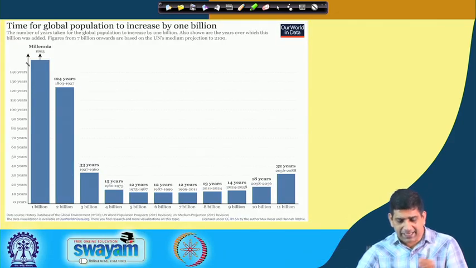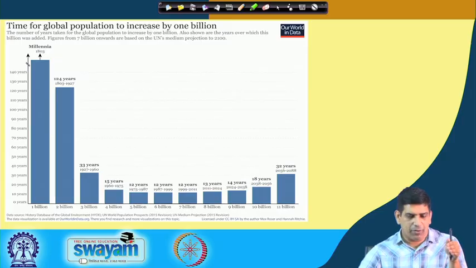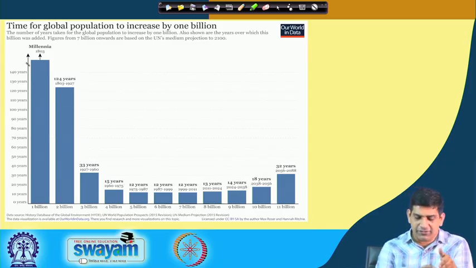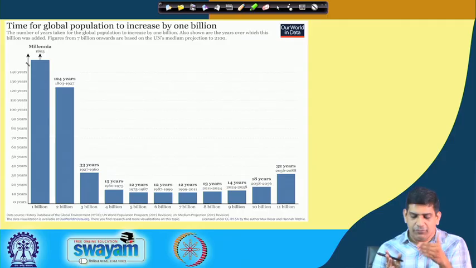As I was telling, the time it takes for the population to increase by a billion: initially it took like a millennium, then 124 years, then 33 years, then 15 years, then 12 years. For the last 5, 6 and 7 billions we had an increase every 12 years. Then it's projected to be 13 years, then 14 years, 18 years, and then it's going back up because the rate of growth in population is actually going down. So, that is why you see this data.